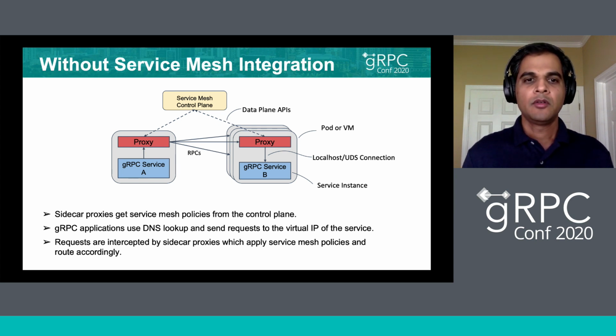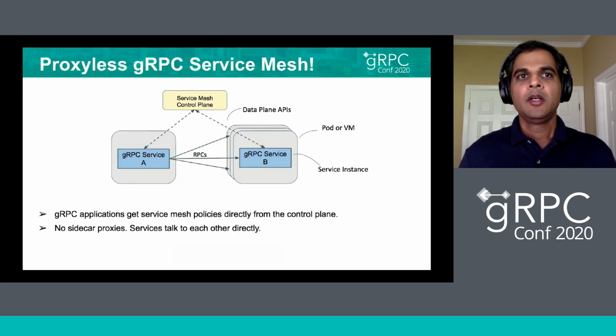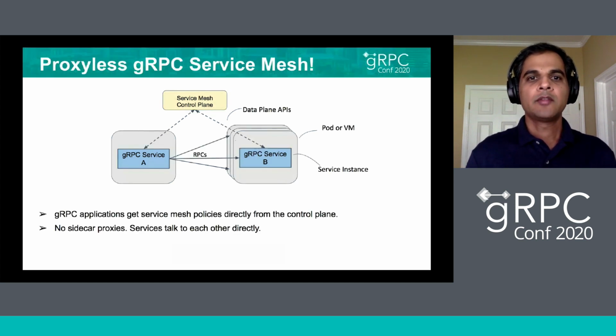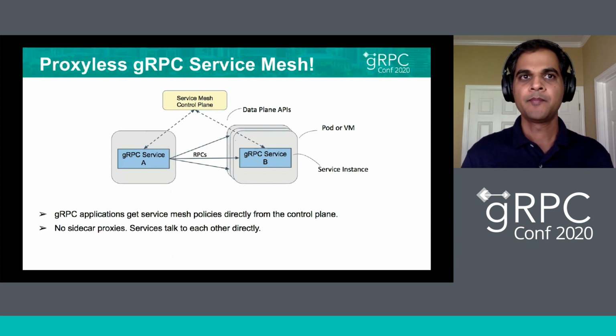Like any other application, a gRPC app client would do a DNS lookup of the service it is trying to connect to and open one connection to the virtual IP of the service. As you can see, much of the sophistication in the gRPC stack is not being used. The sidecar proxy takes care of everything. Okay. With service mesh integration, a gRPC application would then directly talk to the service mesh control plane.